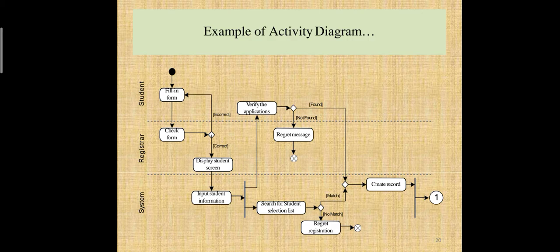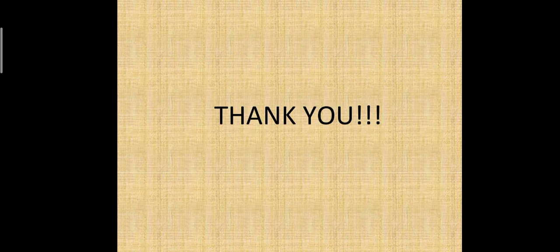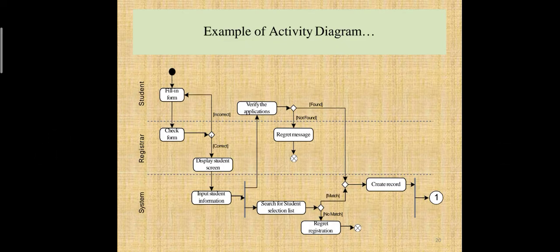This is another example of an activity diagram. With the help of these horizontal swim lanes, we can create partitions between the different activities done by the different things, that is the system, registrar and student. Now what we have started here: the student has to fill in the form. Then the registrar checks that form. If the form is correct, then it will display the student screen. If it is not correct, then it will again ask the student to fill in the correct form.